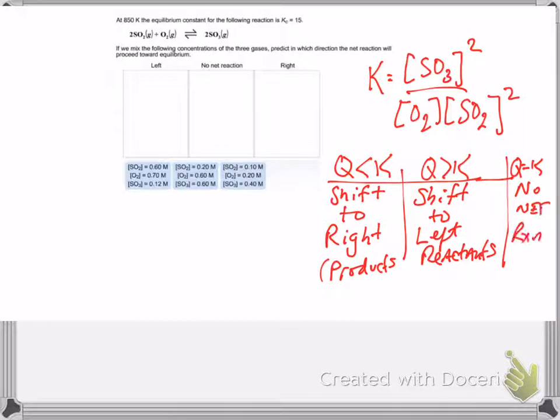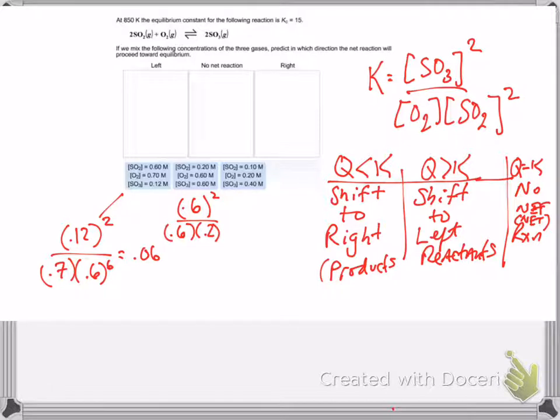So now all we need to do is plug these numbers in. Let's do that. 0.12 squared, 0.7, 0.6. That's supposed to be squared, of course. And we get 0.06. Then we do the middle one, 0.6 squared for SO3 divided by 0.6 for oxygen, 0.2 squared. And then we do the same thing for this one. So we do this for each one, and what we see is that the 0.06 is less than K, so this value Q is less than K. The middle one is exactly K, and the one on the right is greater. That value Q is greater than K.